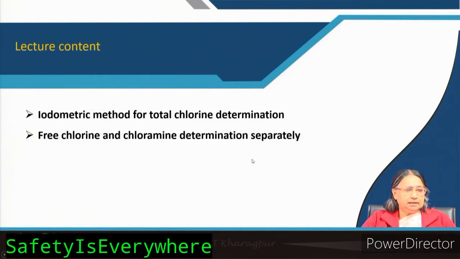We have seen how the chloramines are formed. We have also seen how much chlorine we are adding, how much chlorine is remaining as residual chlorine, and how much is present as free chlorine or residual chlorine. Those things are very important. I have shown you the breakpoint chlorination curve. There, on the y axis, I have plotted residual chlorine.